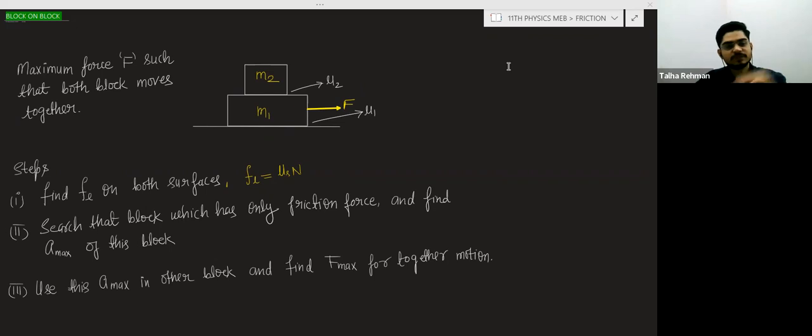I'm not saying first calculate that and that, but I mean to say that you should remember what you have to do. Basically, first see on which block there is only friction force, not talking about the normal reaction and all that. You will see only the friction force, and with the help of friction force, you will calculate the maximum value of the acceleration by putting the limiting friction force. After that you will use that acceleration for the other block's equation, and you will get the maximum value of the force.